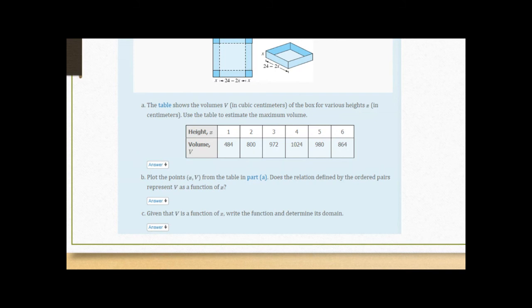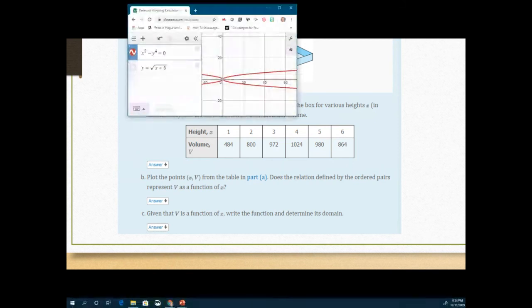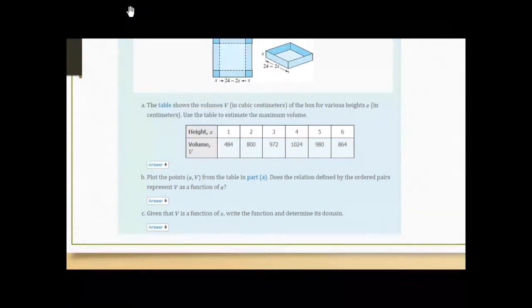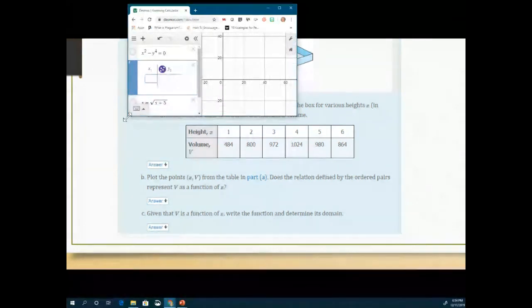Now, part B says to plot the points from the table in part A. So I'm going to bring back up Desmos here. And you can insert a table into Desmos. I can do add item and table.